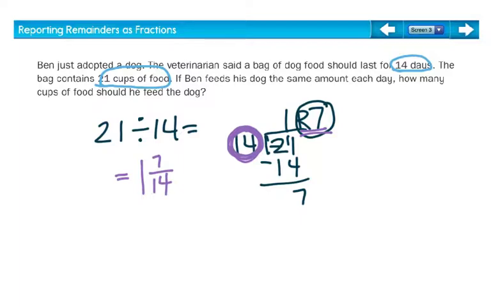Does anyone know a different way to say 7/14? What's half of 14? 7. So another way that you could say this would be 1.5 cups. Typically, we wouldn't say, oh, give the dog 1 7/14 of a cup, but we would say, give the dog 1.5 cups of food. So in this case, we don't want to ignore the 7 cups of food that remain.